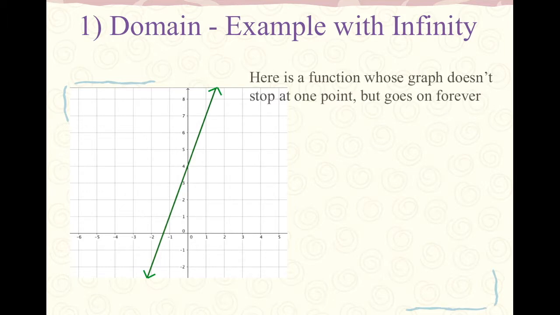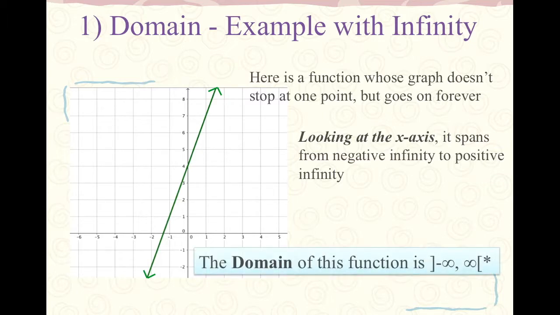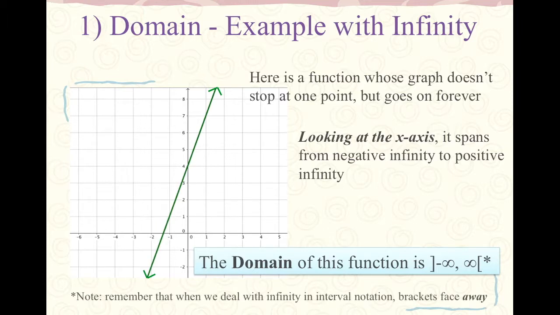But now let's talk about what happens when a function goes on forever. Functions go on forever sometimes, right? In our case here, we are only looking at the x-axis. And you'll notice that we don't know where it starts and we don't know where it stops. So it's basically infinity to infinity. So it spans from negative infinity to positive infinity. So how do we write this in interval notation? We write that the domain of this function is from negative infinity to infinity, and you need to remember that when we deal with infinity in interval notation, the brackets always face away from infinity because it goes on forever. So the brackets cannot be hugging, they have to be away.